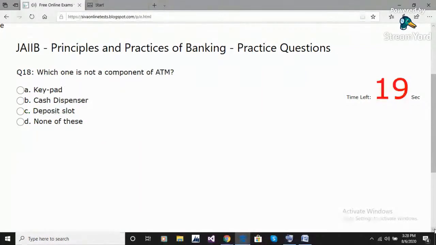Question 18. Which one is not a component of ATM? Option A. Keypad. Option B. Cash dispenser. Option C. Deposit slot. Option D. None of these. Answer D. None of these.